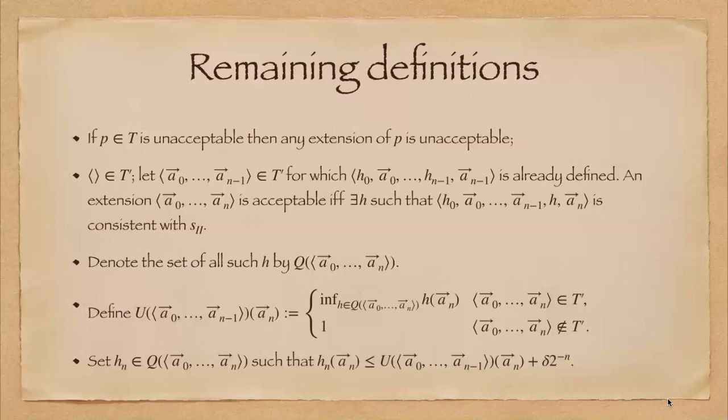And now I want to commit to Hn. I haven't committed yet to Hn. I know that there is an H that will make things work, but I want to commit to one such Hn. So I commit to an Hn in Q such that Hn of An is not much larger than U. U is the infimum over all such H's. I don't know that the infimum is a minimum. If it was a minimum, I would take the minimum. But I don't know that a minimum exists, so I take an h that is close to the infimum, delta times 2 to minus n away from the infimum. Here I have some freedom to choose Hn, but I choose one of them and I commit to it from that point on. And then I continue the construction by induction.